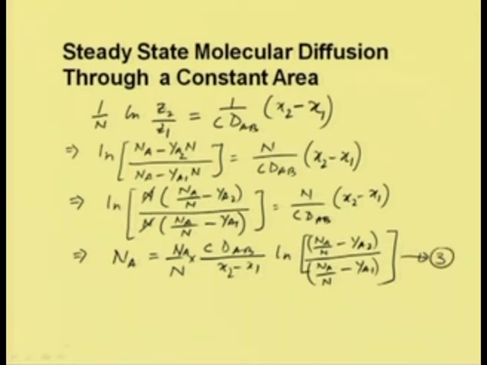So, this is the final form of the steady state molecular diffusion of a component A through a constant area, and then we can use these equations for a particular case, steady state diffusion through non-diffusing components. So, consider A is diffusing and B is non-diffusing.